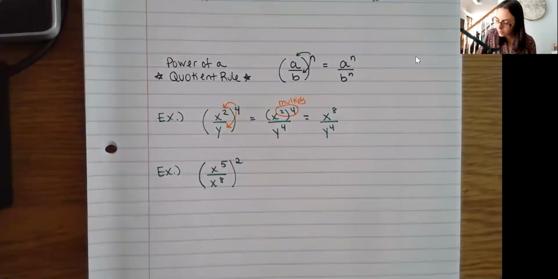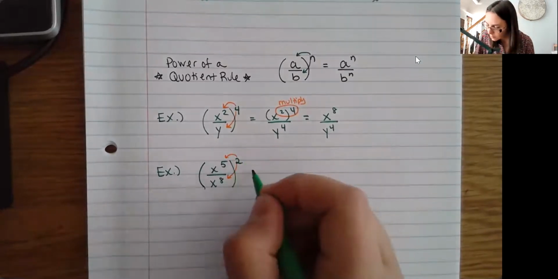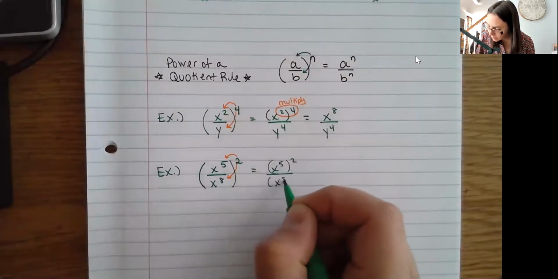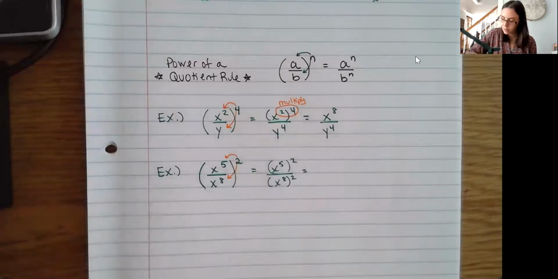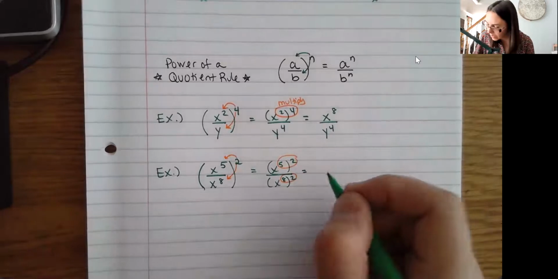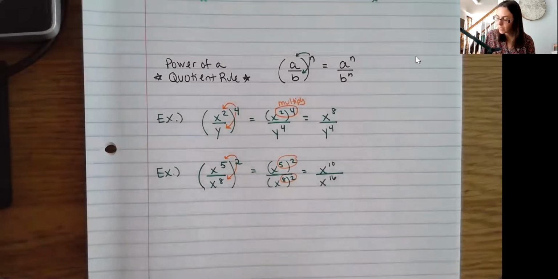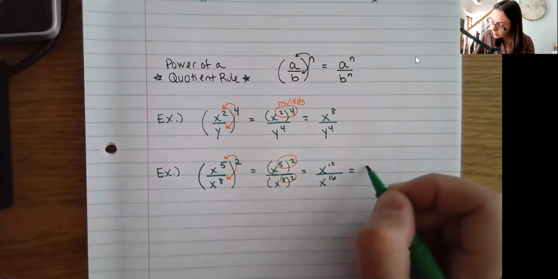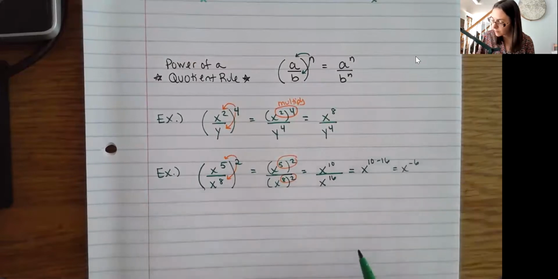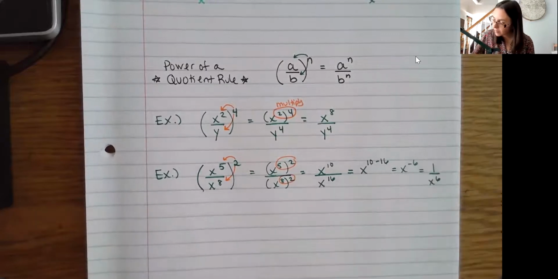So here again, I could go ahead and bring those powers inside. So I have x to the 5th squared, and then I have x to the 8th squared. And again, don't forget those double exponents we've seen before, you can multiply those. So I have x to the 10th over x to the 16th. Now I can use my quotient rule here. 10 minus 16, which is negative 6. And then I can go ahead and get rid of that negative exponent by flipping.